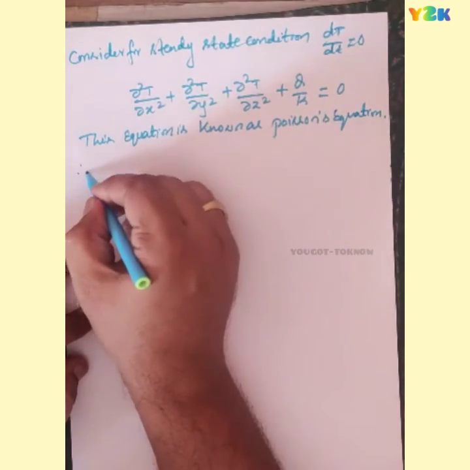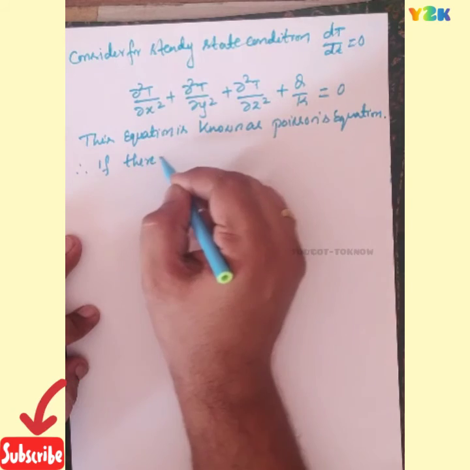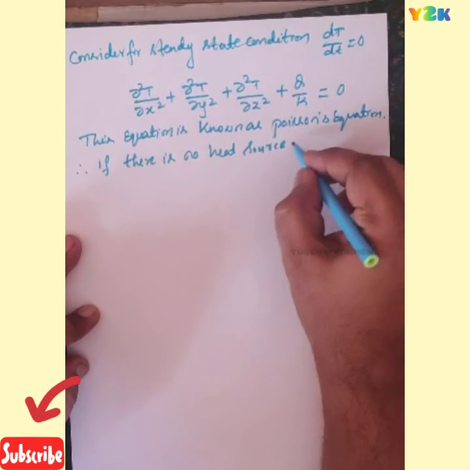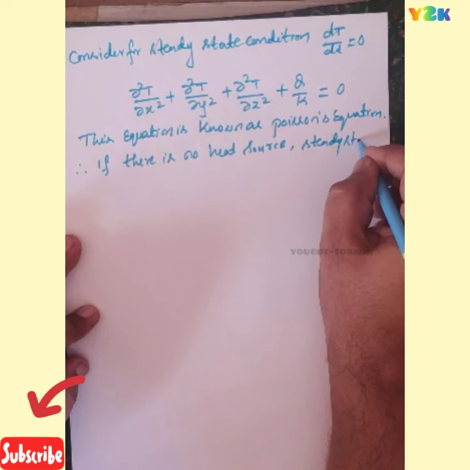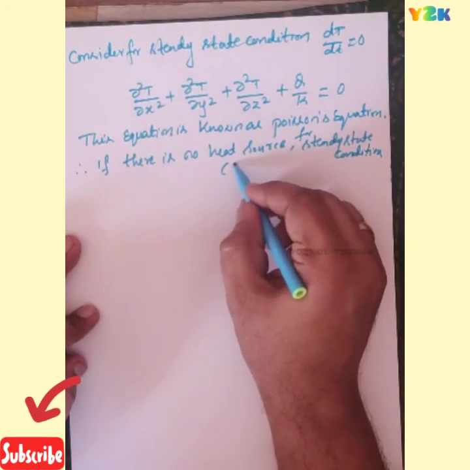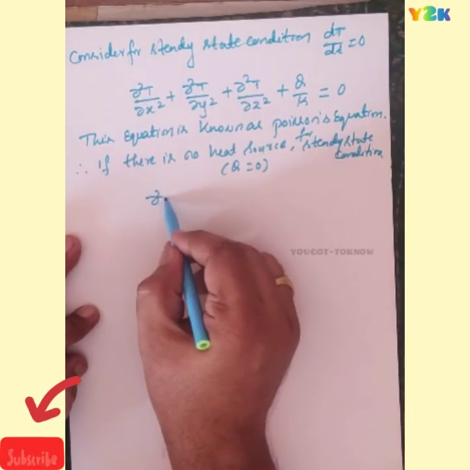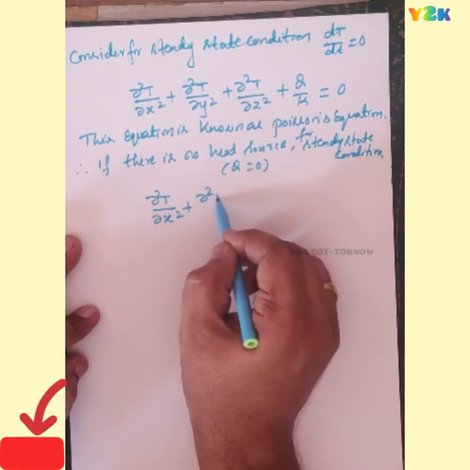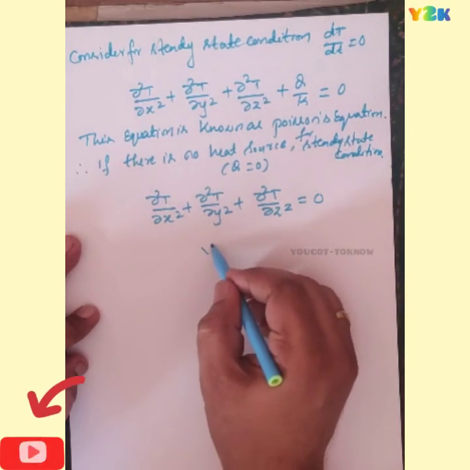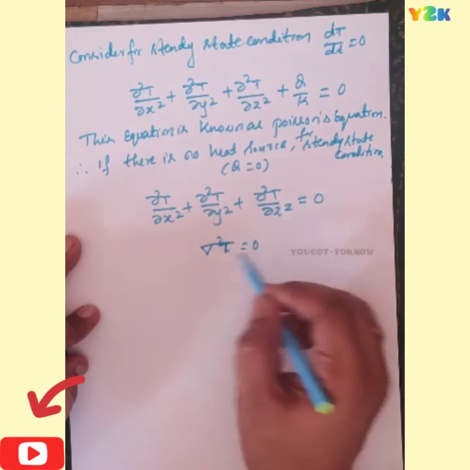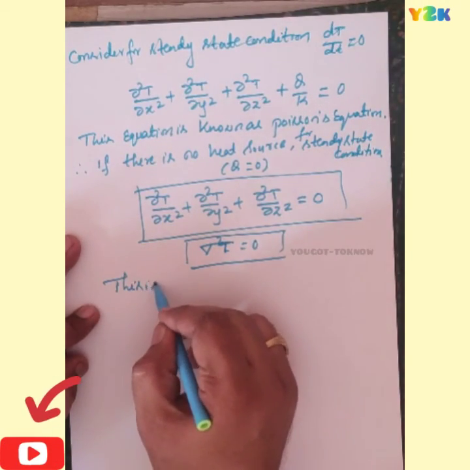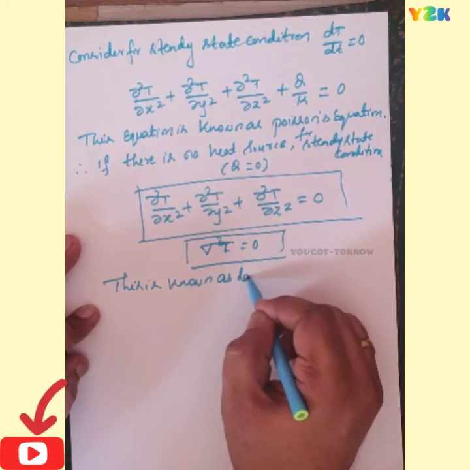Now we can still reduce it. If there is no heat source in steady state condition, q will be equal to 0. The equation becomes ∂²T/∂x² plus ∂²T/∂y² plus ∂²T/∂z² equals 0. This is also called del square T equals 0. This is also correct. This is known as the Laplace equation.